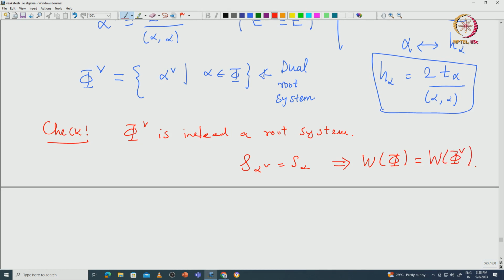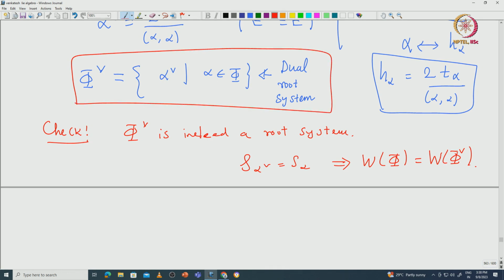We will use these natural identifications later. Again, this dual root system will play a crucial role in the classification. Some of the properties are actually easy to see once you go to the dual root system and come back. Just as in linear algebra dual spaces are used, in the same way the dual root system will also be used. We can get much information about the original root system using the dual root system.